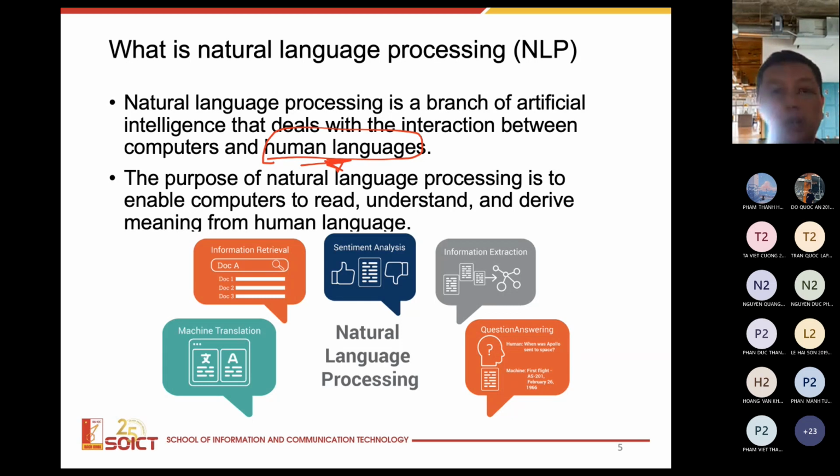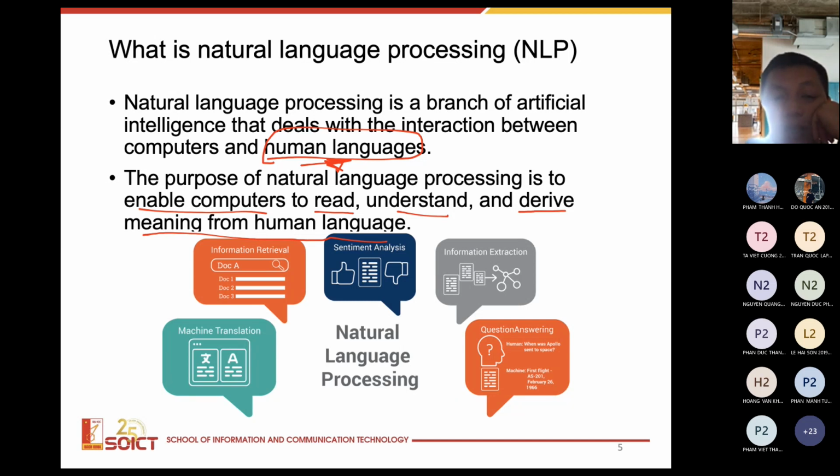So in this case, we need to somehow let the computer understand the human language and react to the human language input. The purpose of natural language processing is to enable computers to read, to understand, and derive the meaning from human language. For example, in information retrieval, we can have a search query and ask the computer to understand the query and return the relevant documents.